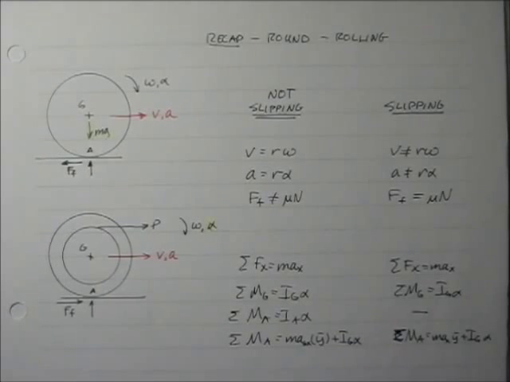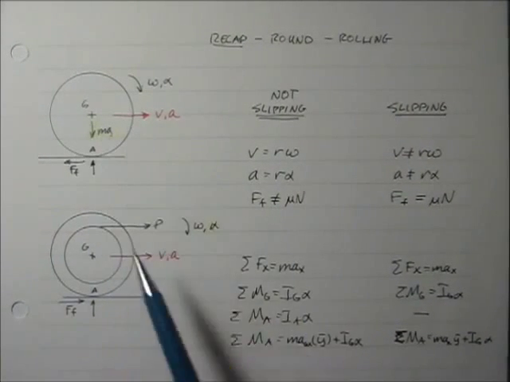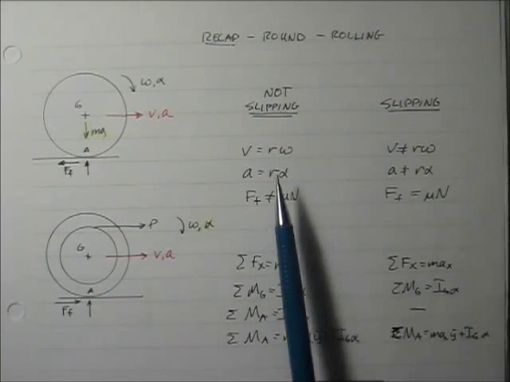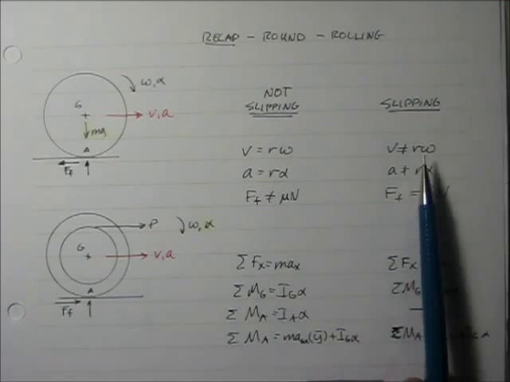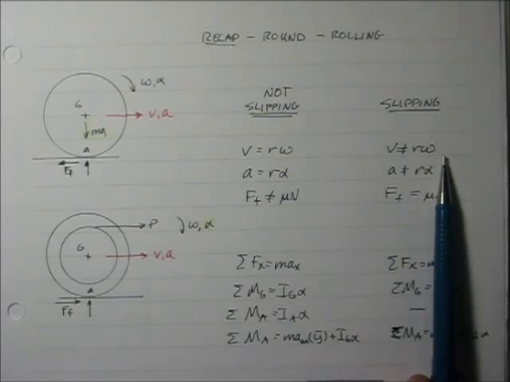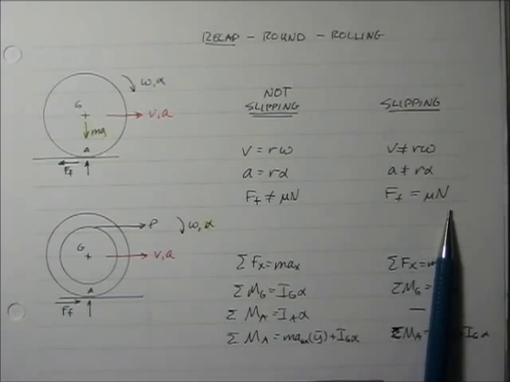So then, to recap the assumptions for round and rolling things: if I have a round object rolling, even without being pulled, and it's not slipping, I know that V is equal to R omega, A is equal to R alpha, and the force of friction does not equal mu normal. However, if it's slipping, V does not equal R omega anymore, A does not equal R alpha, and the force of friction does now equal mu normal.